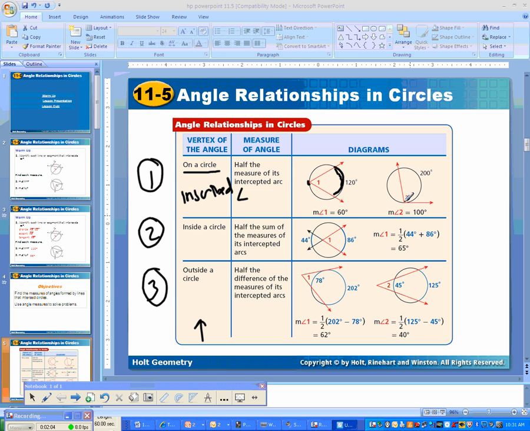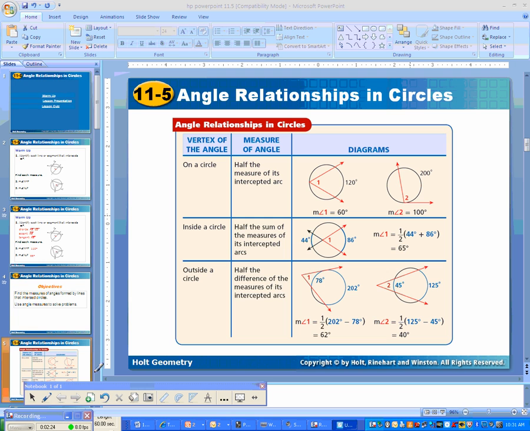Same thing if it looks like this. It's a little bit different, but if you notice, the vertex is still on the circle, much like the inscribed angle. So if this arc, which is in between those 2 rays, is 200 degrees, then that means this whole angle has to be 100 degrees. Okay, so that's the first type of question we're going to be dealing with.